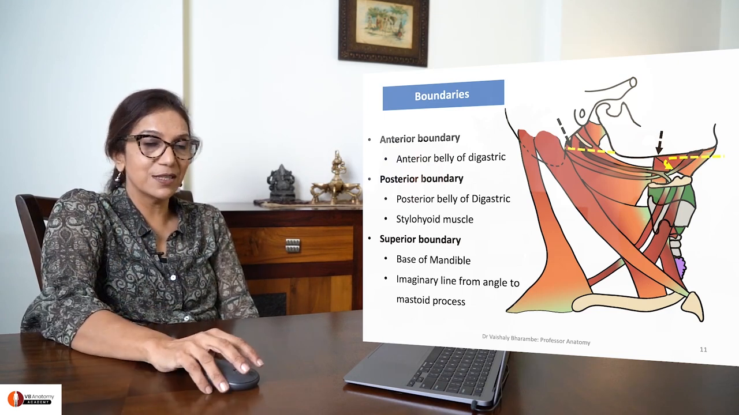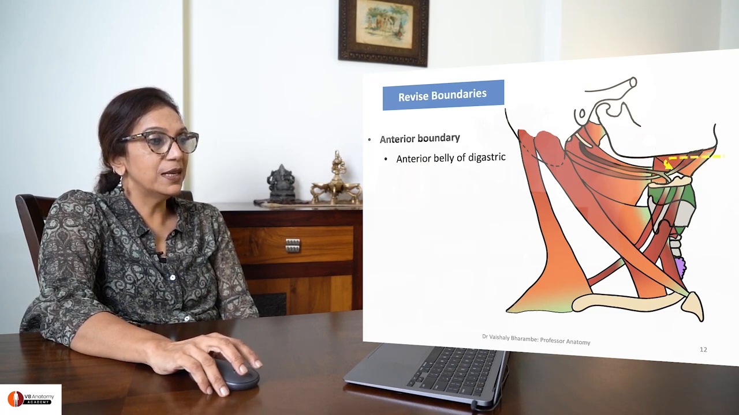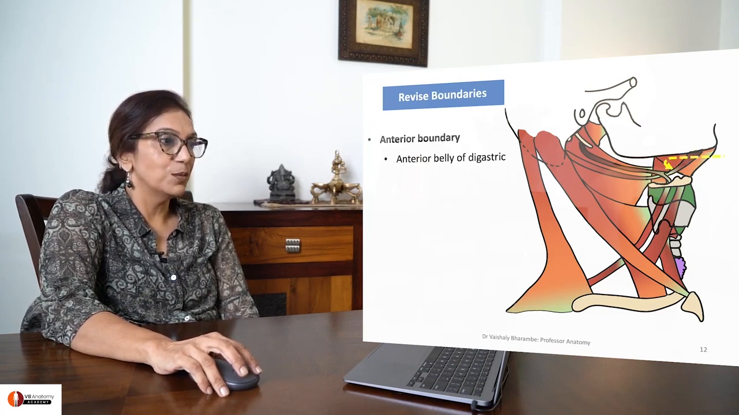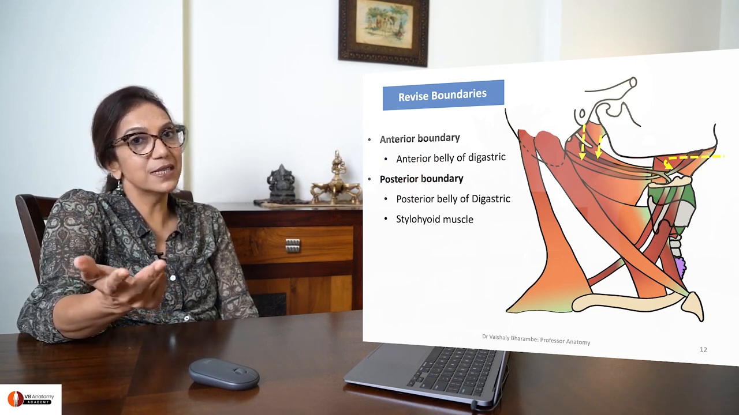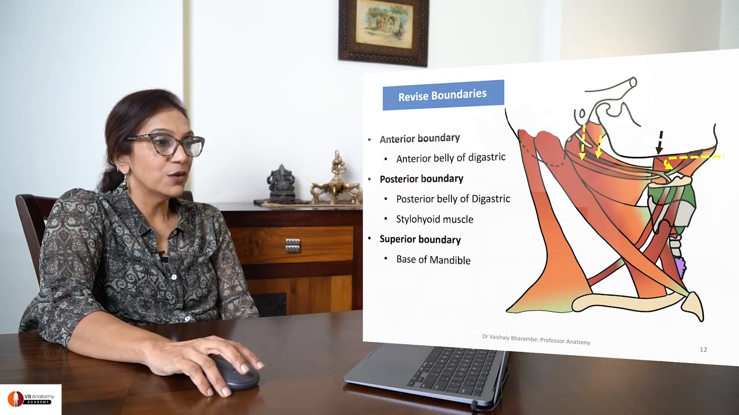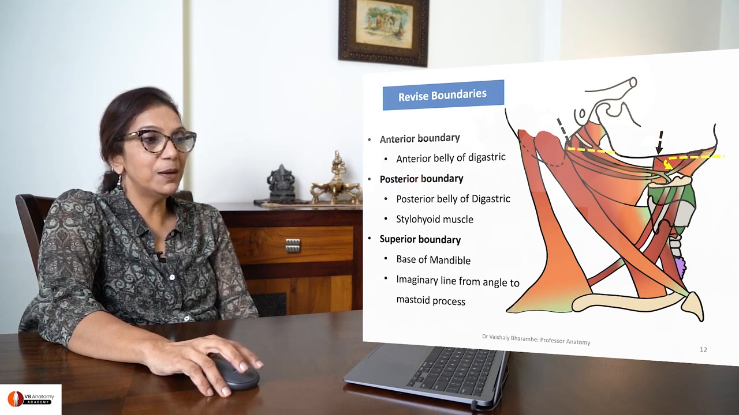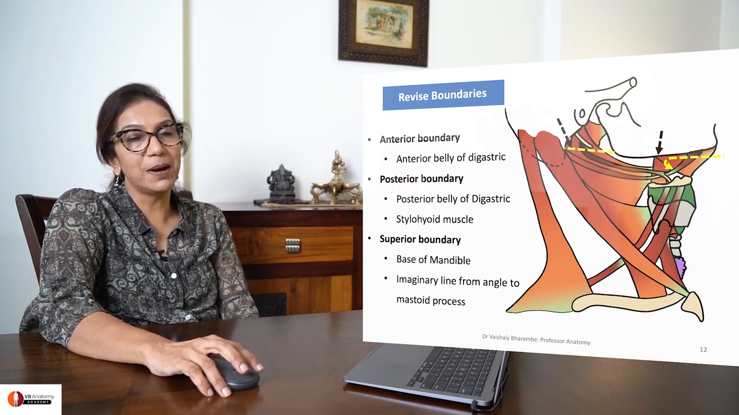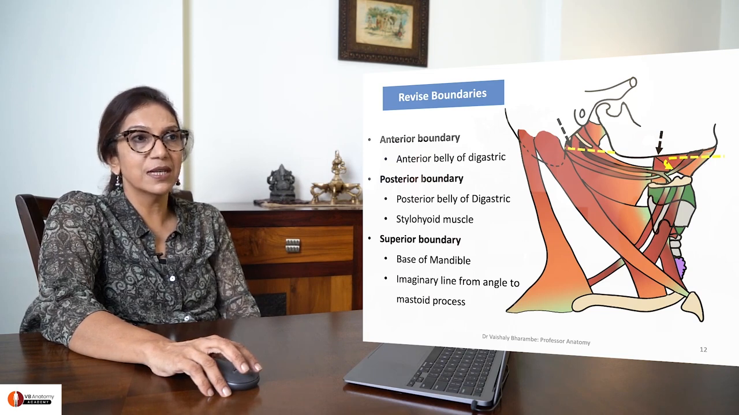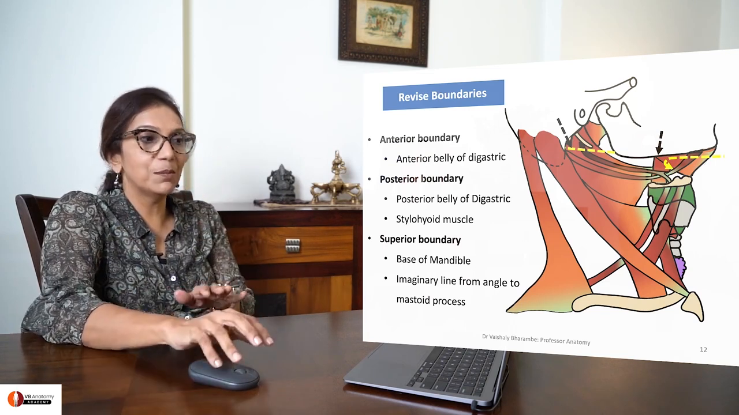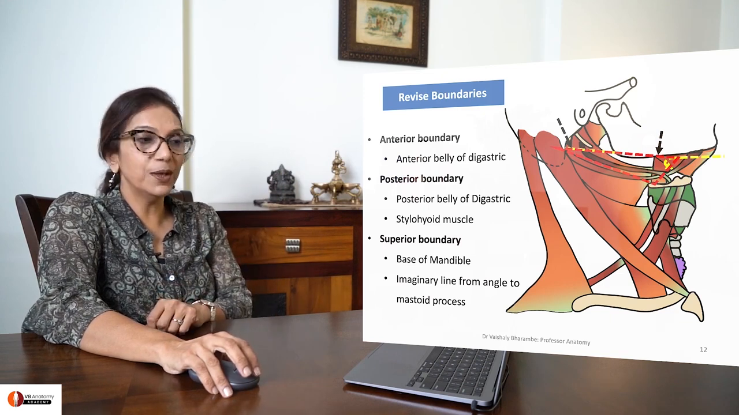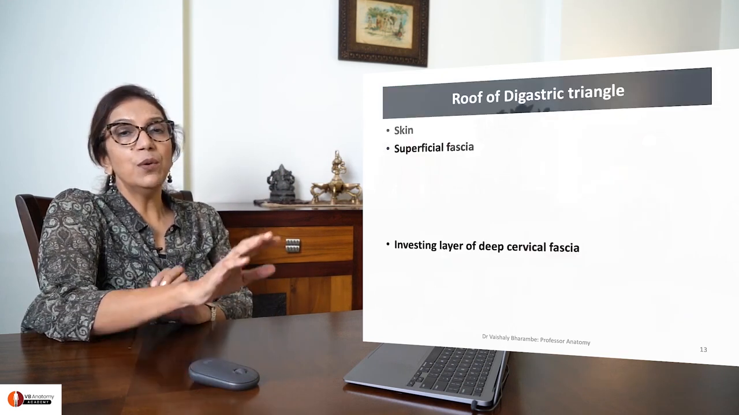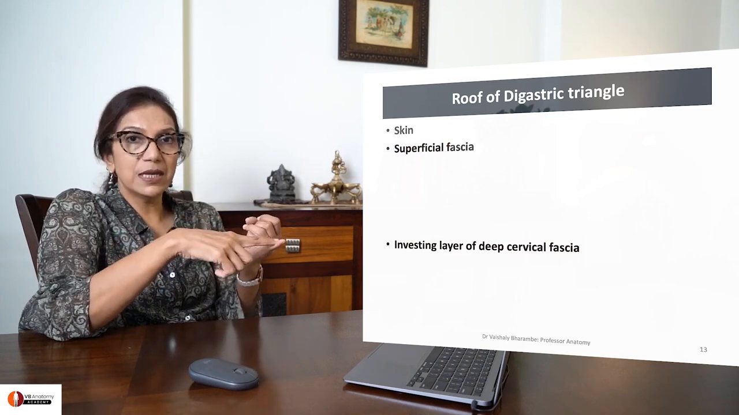Let's quickly revise. Okay. So anterior boundary, anterior belly of digastric. Posterior boundary, two muscles. Posterior belly of digastric, best friend, stylohyoid. Superior boundary, lower border of mandible, an imaginary line going from mandible to the mastoid process. I've got my boundaries in place. This here is my digastric triangle. Okay. So now I study it, boundaries done.